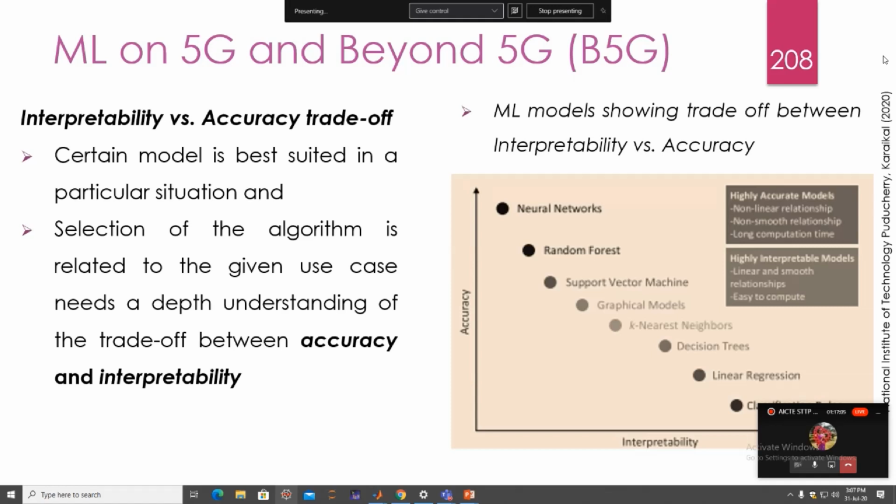So there is a trade-off. If you look at the diagram, there are certain models like neural network, random forest, support vector machine. These are high accuracy. But if we look at linear regression, classification rules, decision trees, these are highly interpretable but low accuracy. So which algorithm, which network do we have to choose? That is another research problem for 5G as well as beyond 5G communications, interpretability versus accuracy.